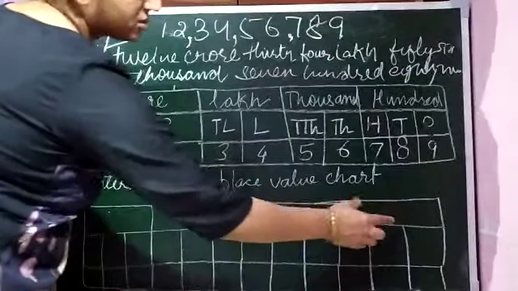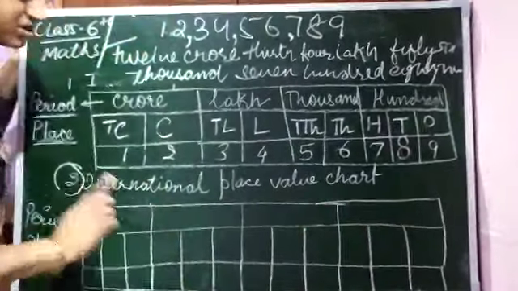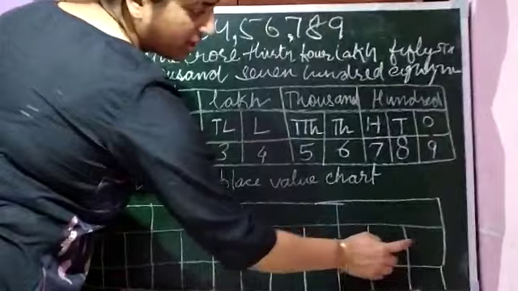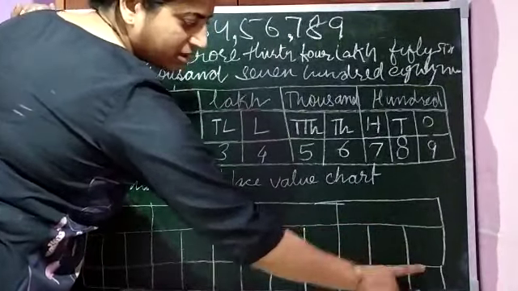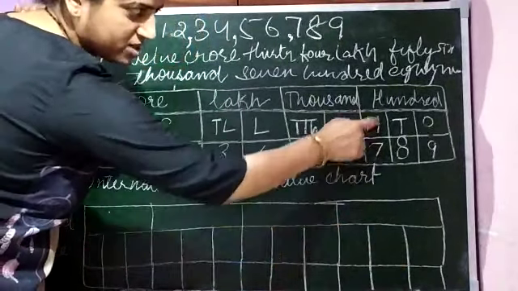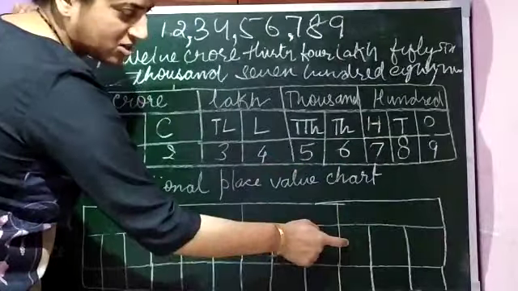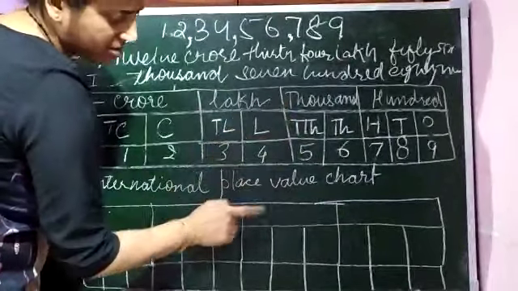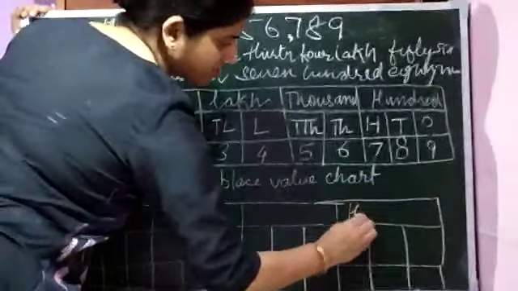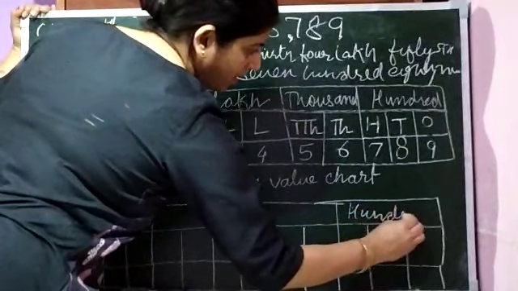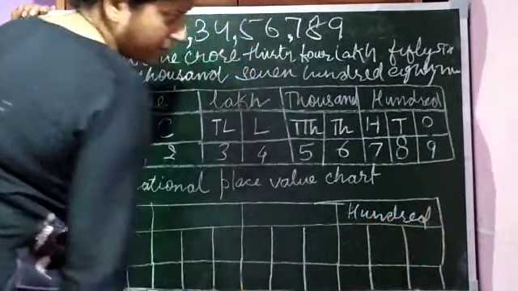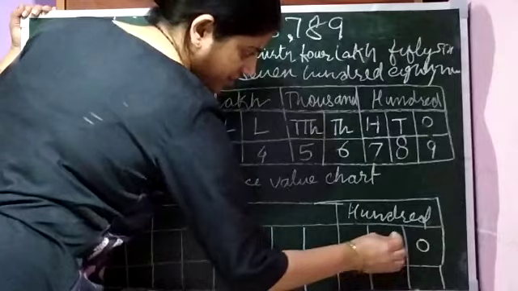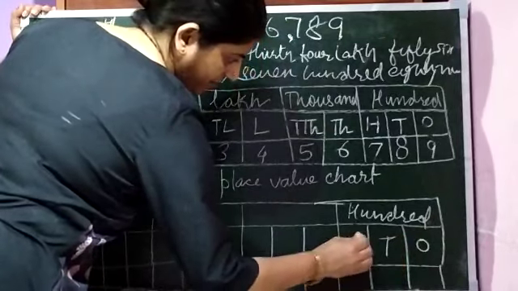See the columns. Here 1, 2, 3, 4. This is same, but here see 1, 2, 3. 3 places are there in one column. First one is same in Indian and in international. See the second one, 1000 place. Here also, here it is 100 place. So write it 100. In 100 place, same places are there. Ones, tens and 100, right?